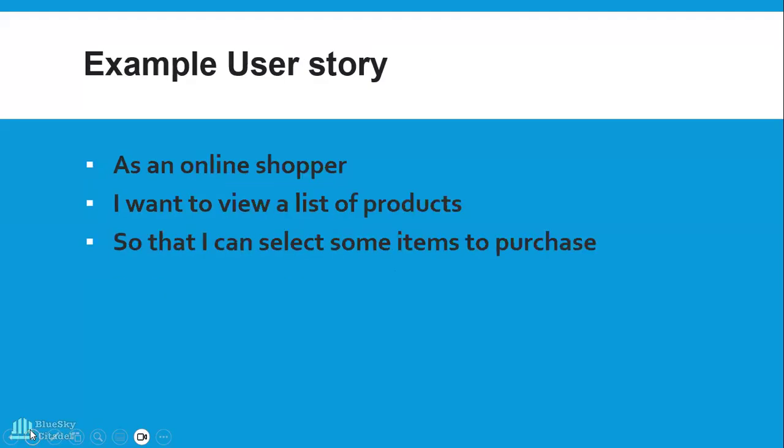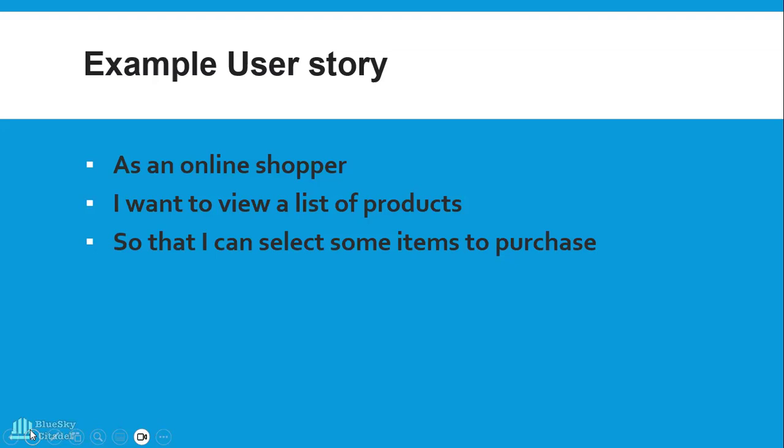So this is a very simple example of a user story. As an online shopper, I want to view a list of products so that I can select some items to purchase. So what can we see here? The first line has defined the type of user. Who's the user? The user is an online shopper. What is the goal? I want to be able to view a list of products.